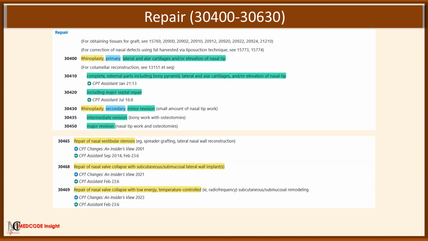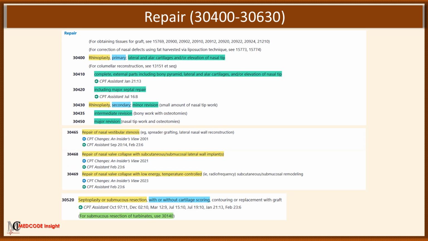Always remember that repair codes 30465, 30468, and 30469 are used to report bilateral procedures. For unilateral procedure, use modifier 52. Septoplasty addresses the internal cartilage and bone of the nose. Code 30520 is used for septoplasty, which is most often performed for a deviated septum that can be C-shaped, S-shaped, or have a cartilage deviation.